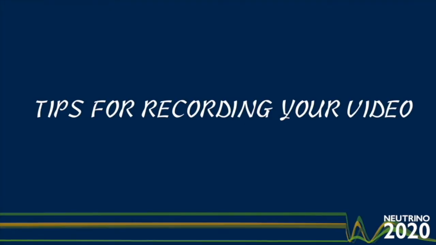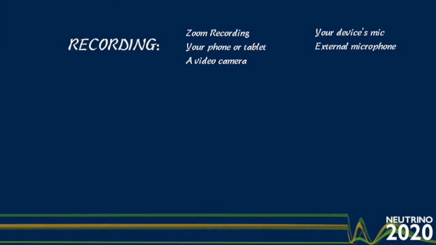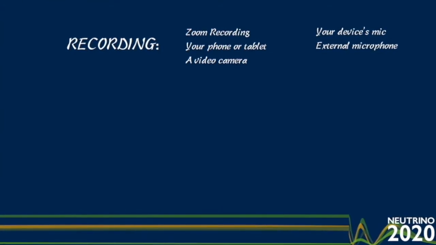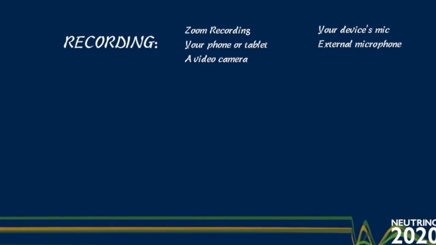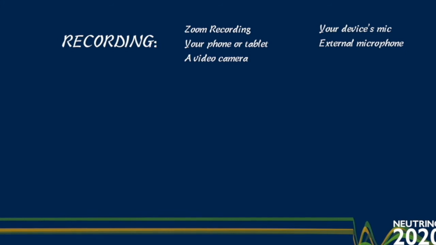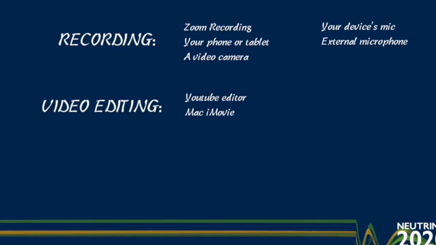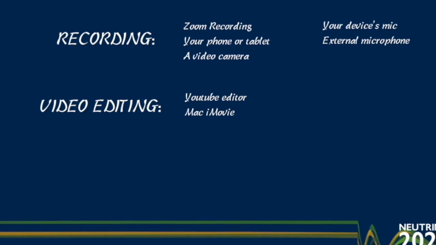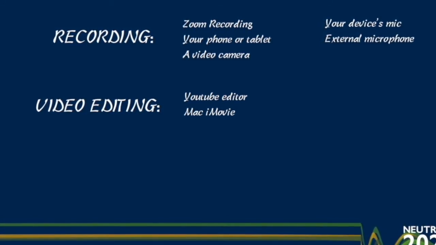Here are some tips for recording your video. For recording itself, you may be able to use Zoom. Just start a meeting with yourself and start recording it. Use your phone, tablet, or computer, or a video camera if you have it. Your device's microphone might be sufficient, but if you want to go all fancy and have an external microphone, that might be even better. For video editing, we have found these options that are free, but if you Google them, there's probably a lot of free video editing out there.